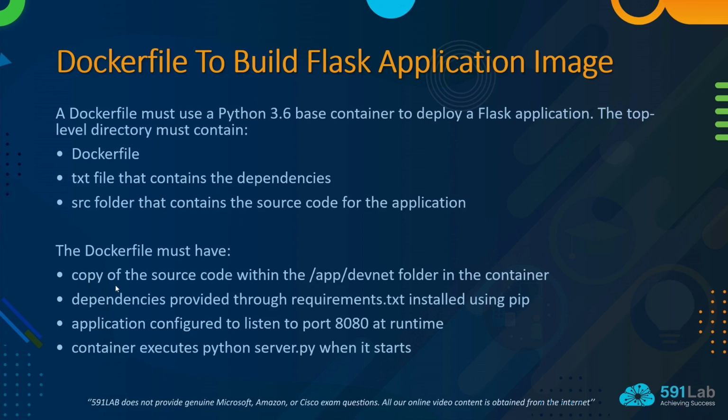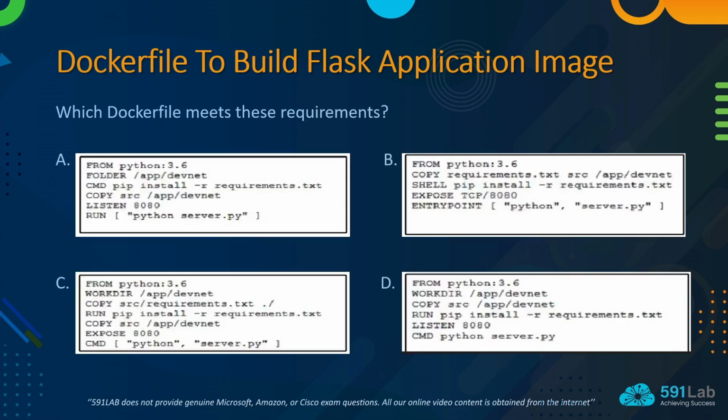The Dockerfile must have the following 4 functions. The first one, copy of the source code within the app DevNet folders in the container. The second one, dependencies provided through requirements.txt installed using pip. The third one, application config to listen to port 8080 at runtime. The last one, container executes Python server.py when it starts. So the question is, which Dockerfile meets these requirements?